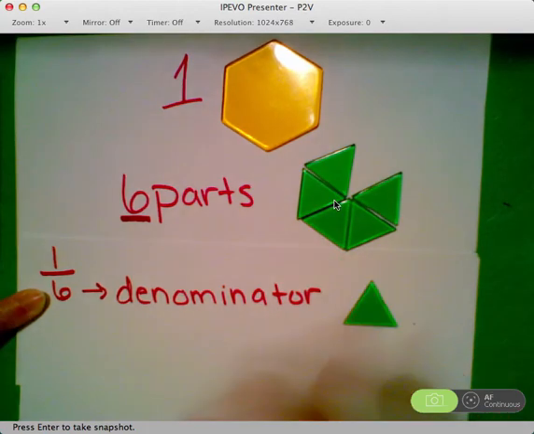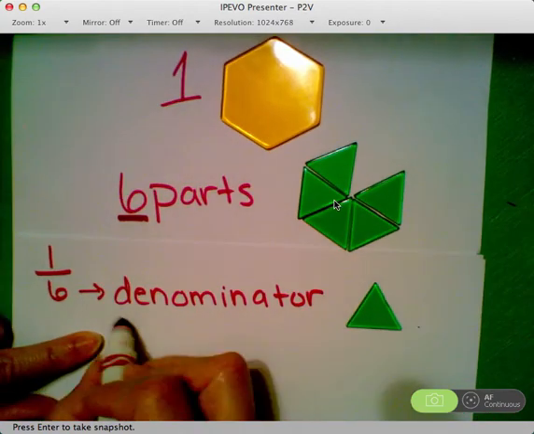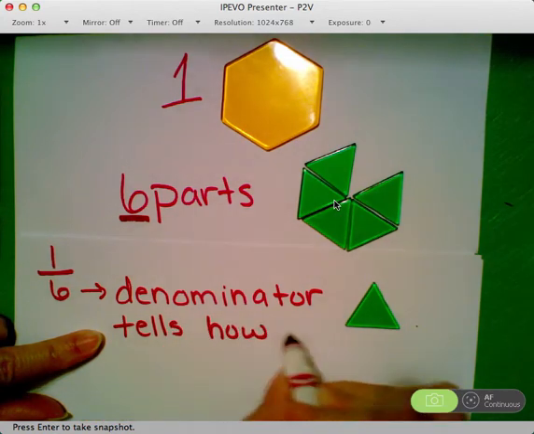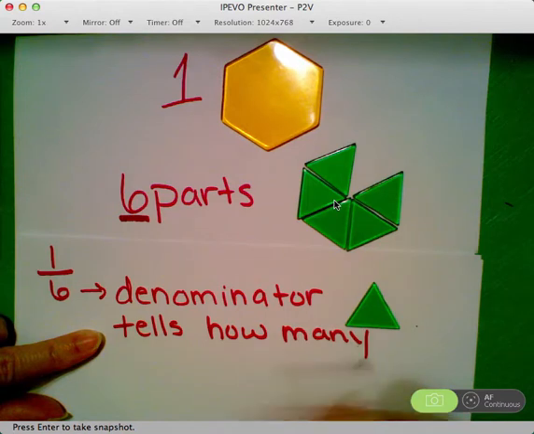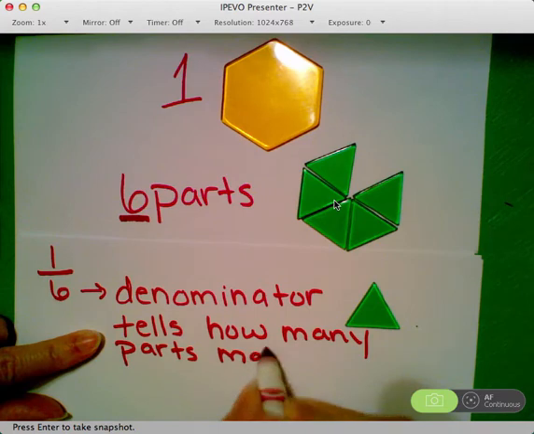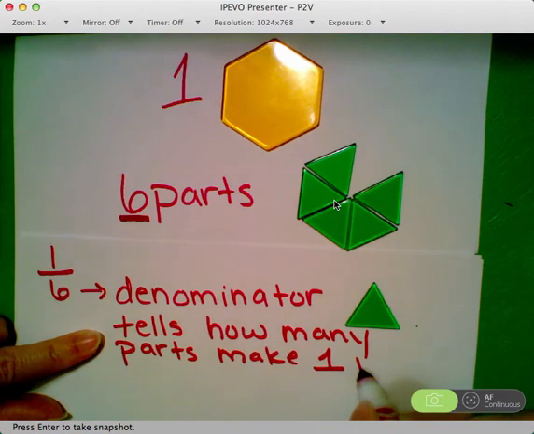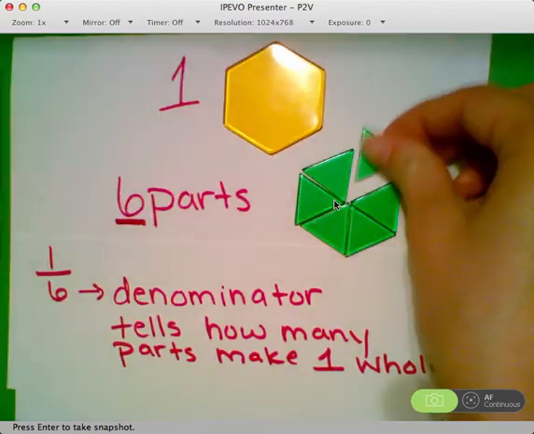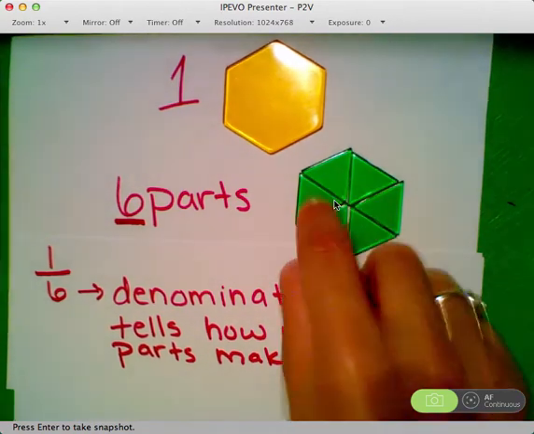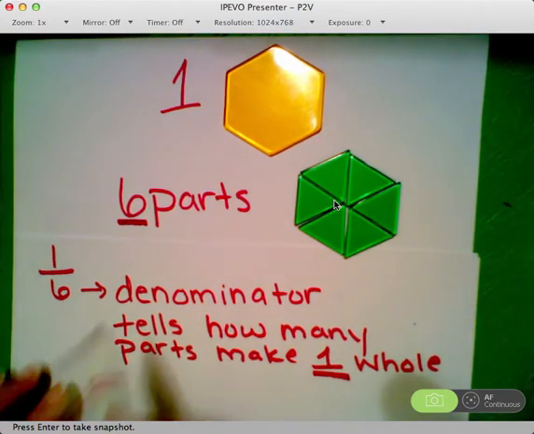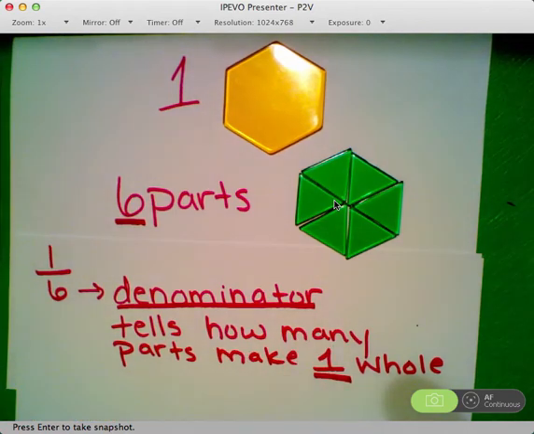Okay, so this bottom number is the denominator, and it tells us how many parts make one whole. So just like in the one whole hexagon, we had 6 little pieces make up one whole. And that was placed at the bottom and is called our denominator.